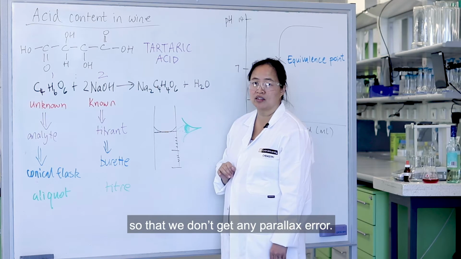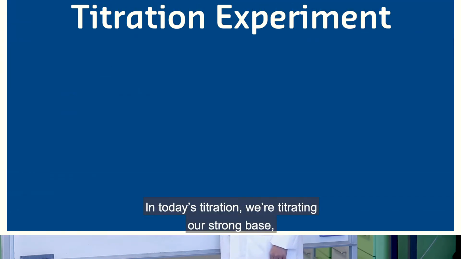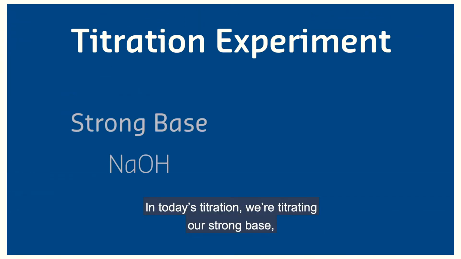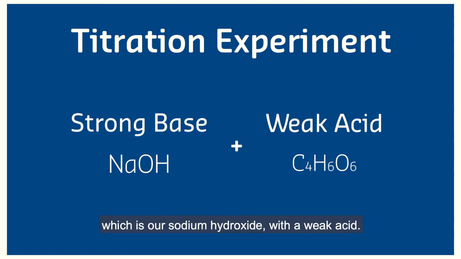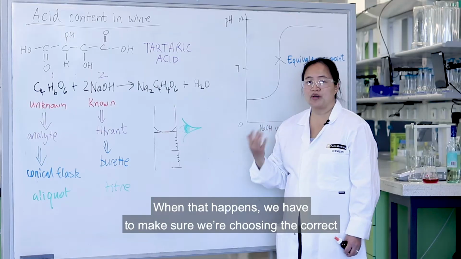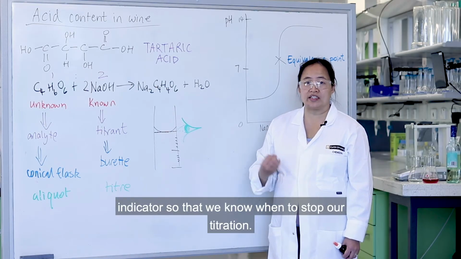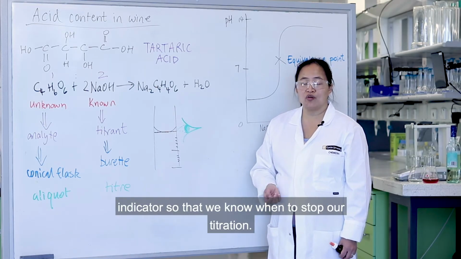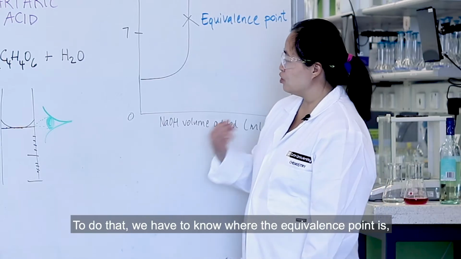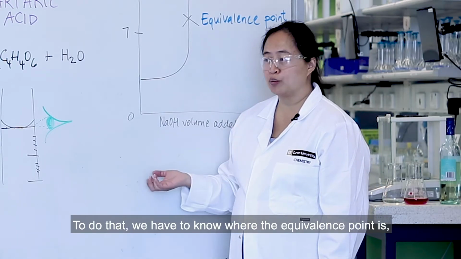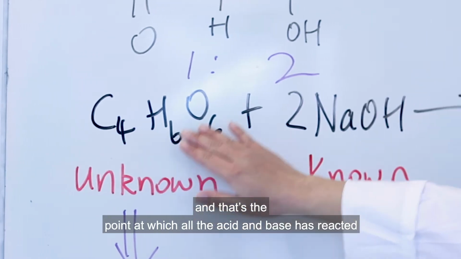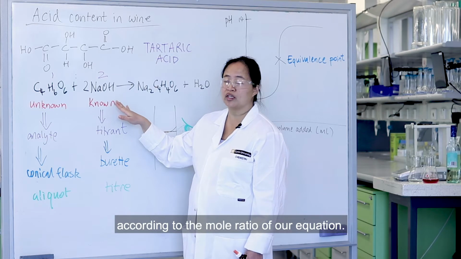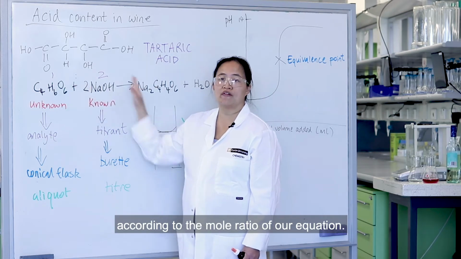Today's titration, we're titrating our strong base, which is our sodium hydroxide, with a weak acid. When that happens, we have to make sure we're choosing the correct indicator so that we know when to stop our titration. To do that, we have to know where the equivalence point is, and that's the point at which all the acid and base has reacted according to the mole ratio of our equation.